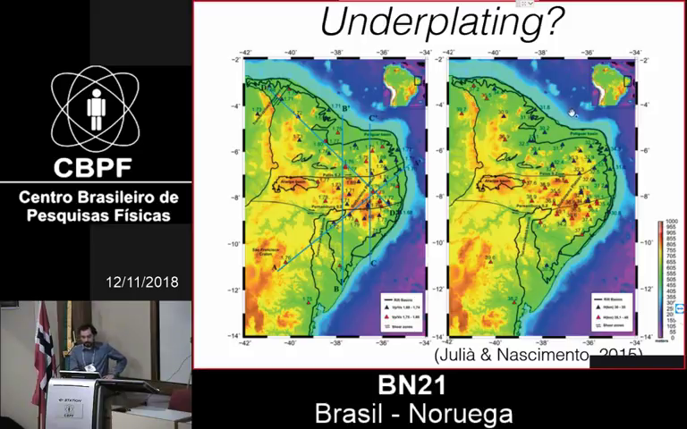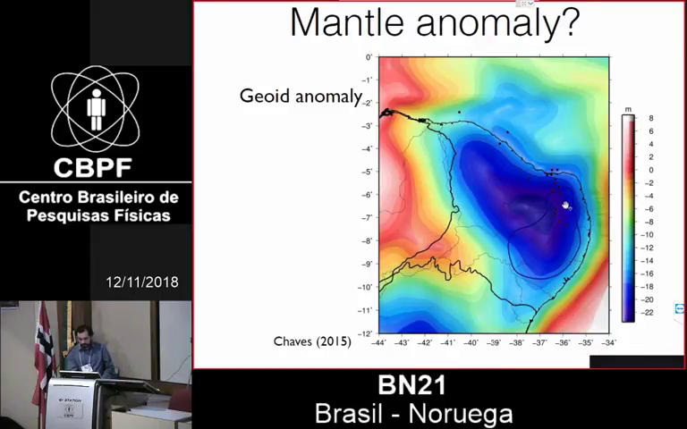But receiver function data indicates that the crust is not so different from the rest of Brazil. So it's difficult to use underplating to explain the post-rift uplift of the entire region. Additionally, we have a clear mantle anomaly. This is the joint anomaly from the mantle, removing the contribution from the crust. We have, in fact, a negative anomaly here, but this is not enough to explain 1 kilometer of uplift. We can explain with this mantle anomaly a few hundred meters of uplift.